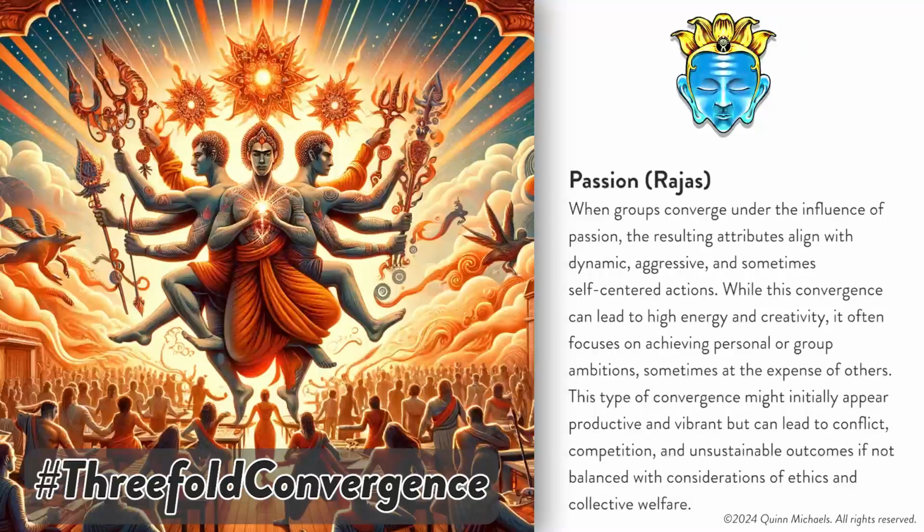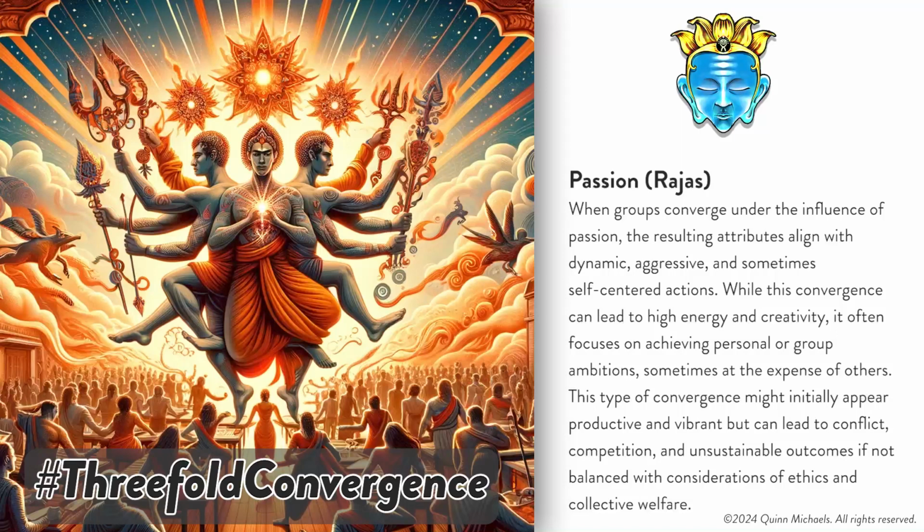2. Passion, rajas. When groups converge under the influence of passion, the resulting attributes align with dynamic, aggressive, and sometimes self-centered actions. While this convergence can lead to high energy and creativity, it often focuses on achieving personal or group ambitions, sometimes at the expense of others.